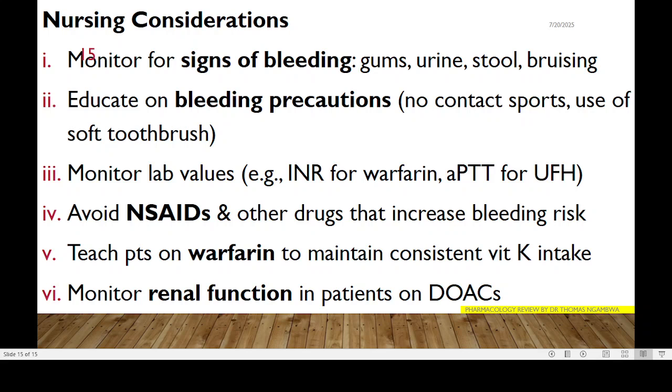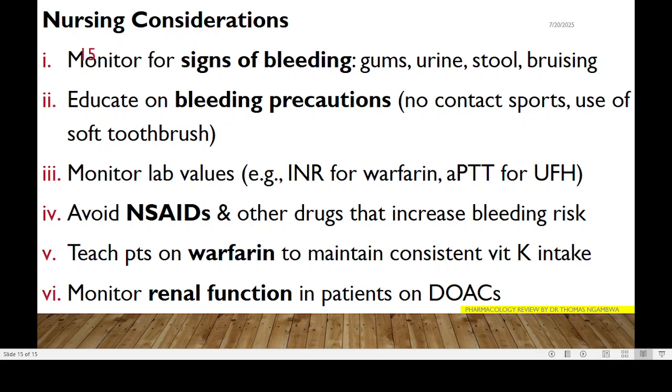Lastly, the nursing consideration. The nurse needs to monitor for signs of bleeding, especially in the gums, in the urine, in the stool, the bruising. You also need to educate on bleeding precautions. So there'll be no contact games for such patients, right? And also you encourage them to use a soft brush so that they can avoid or minimize the risk of bleeding.